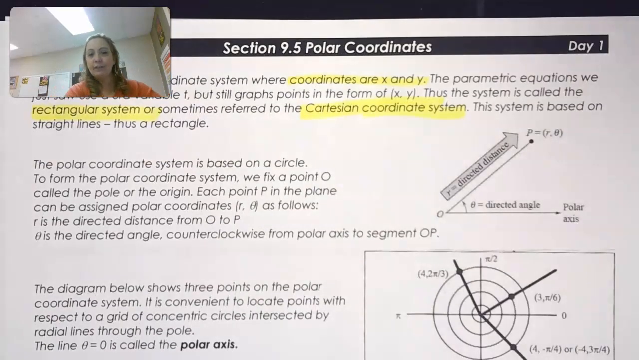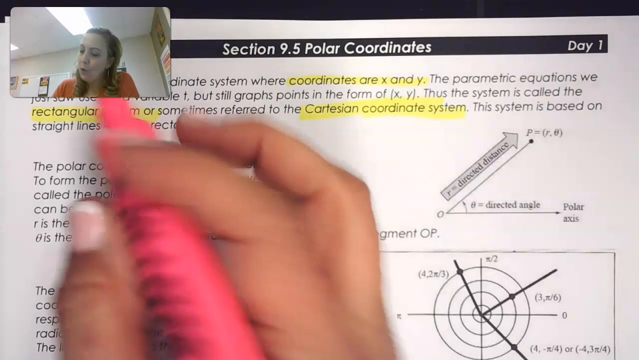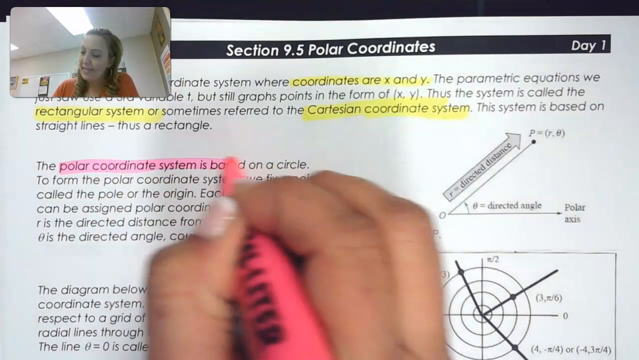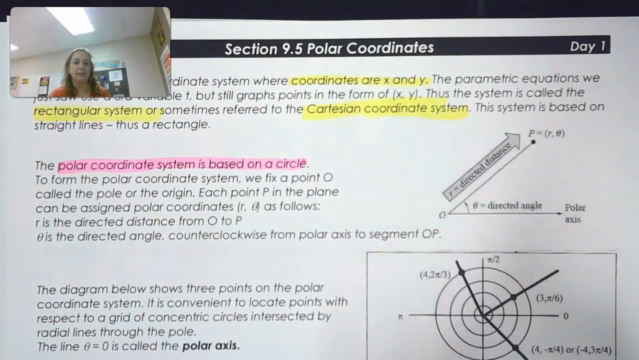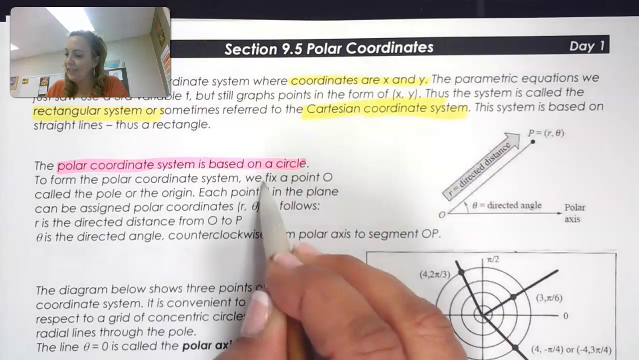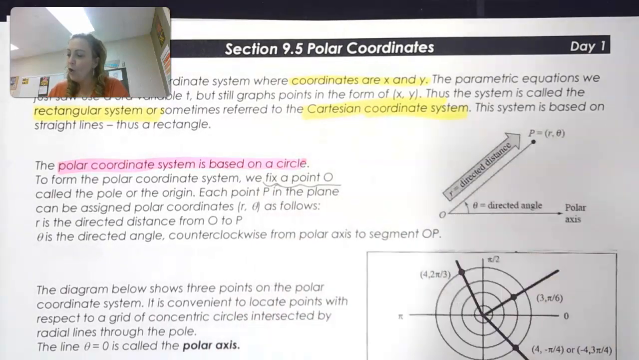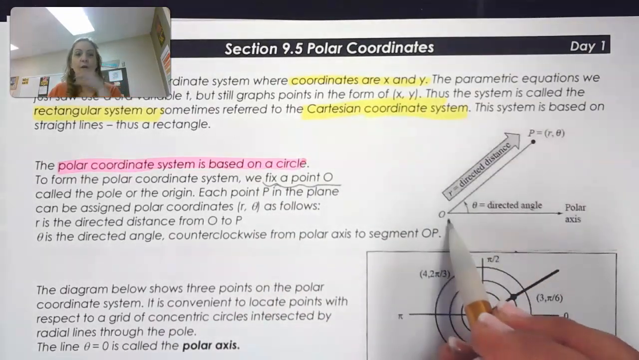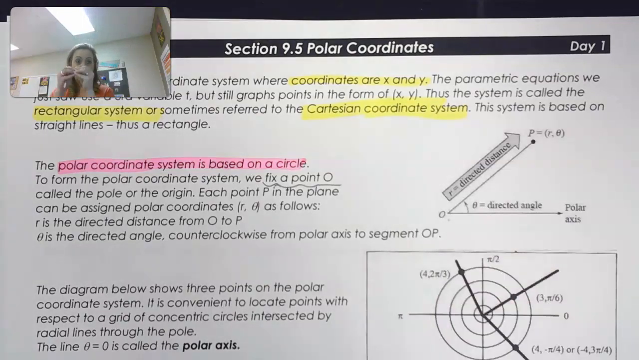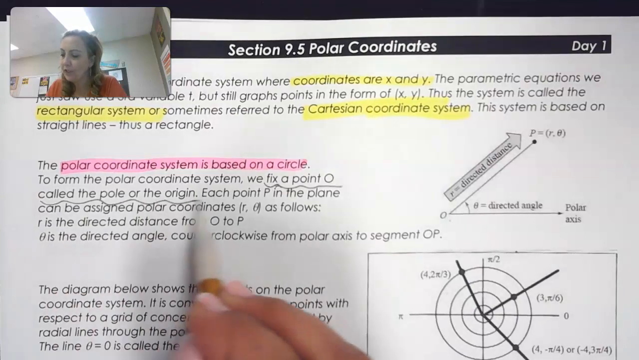We are going to shift our thoughts a little bit and now look at polar coordinates, okay? The polar coordinate system is not based on rectangles, but based on a circle. So to form the polar coordinate system, we fix a point O called the pole or the origin. We fix that there, okay? So again, that's our pole or the origin.